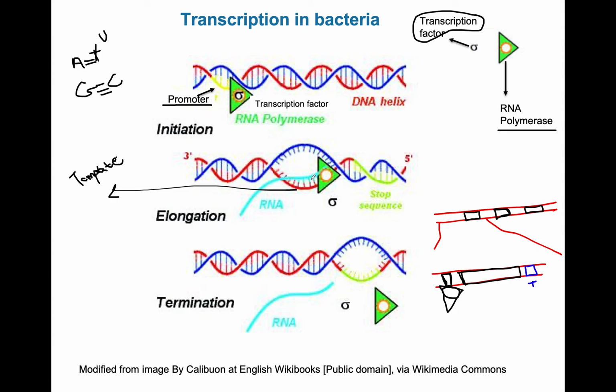Before the RNA polymerase reaches the terminator sequence, the intermediate step is called the elongation phase of transcription. But once it reaches the terminator sequence, then it lets go of the DNA and of the transcription factor and of the RNA, and then the transcription stops and it's completed.